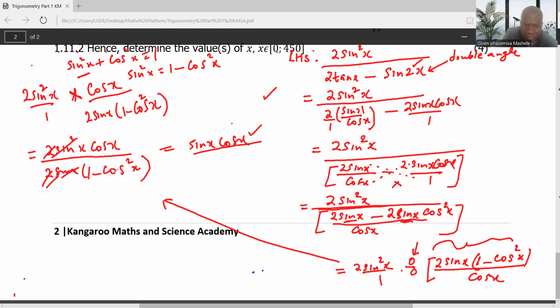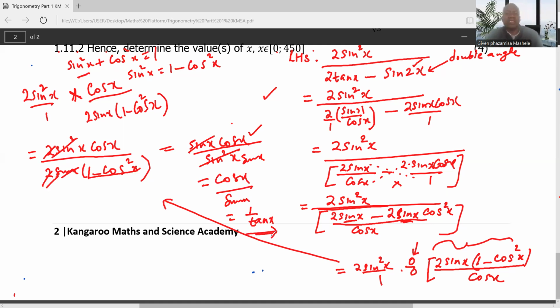So where there is 1 minus cos squared x, we're going to put sine squared x. The sine x here will divide with the sine x there, so we remain with sine x. This gives us cos x over sine x. And what is cos over sine? This is the same as 1 over tan. So we've proved the identity.